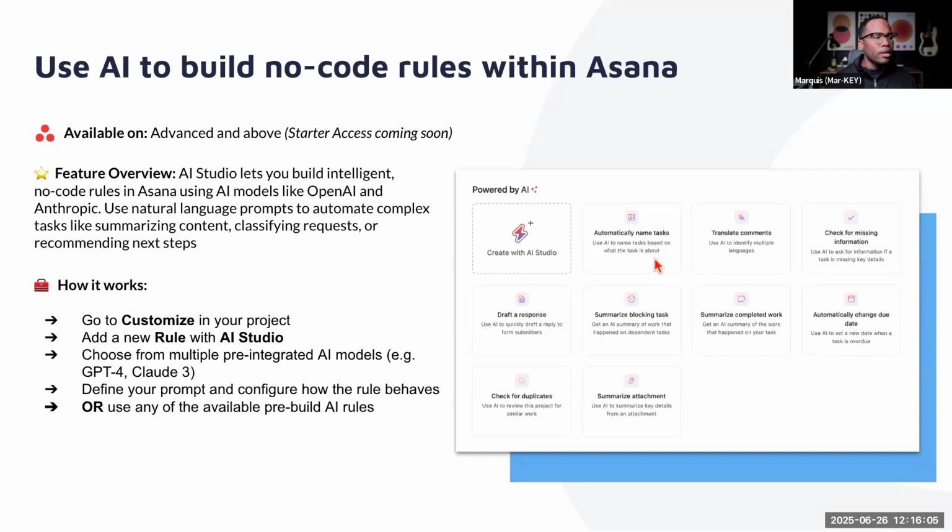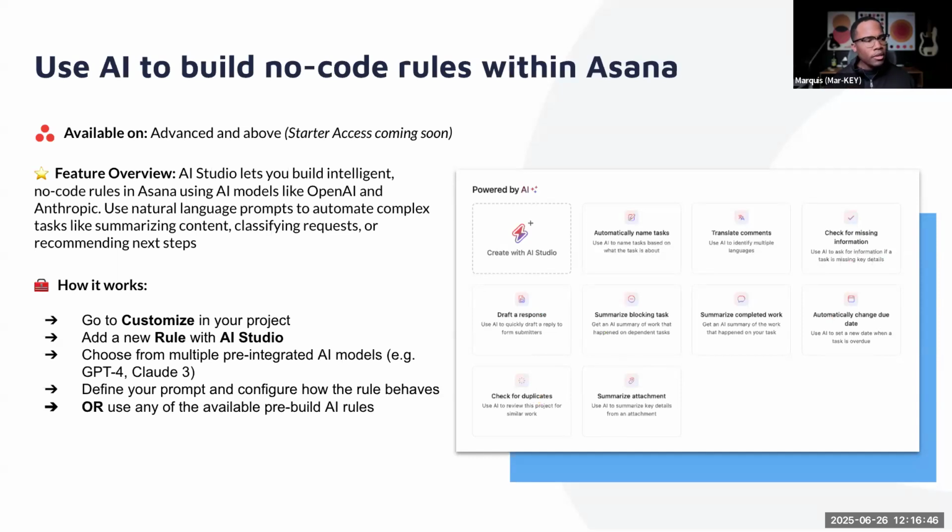So within Asana, you can automatically name tasks. There's a custom AI Studio rule already built for you that you can customize for your use case. If you want to translate comments into different languages, there's one here with instructions pre-built, ready to go for you. Check for missing information. I'm actually going to show you how that one works today, right? Automatically change due dates. Whatever your use case, summarizing attachments, drafting responses, Asana's built a quick check to get you there faster. And so that's where I'm going to start my demo today.